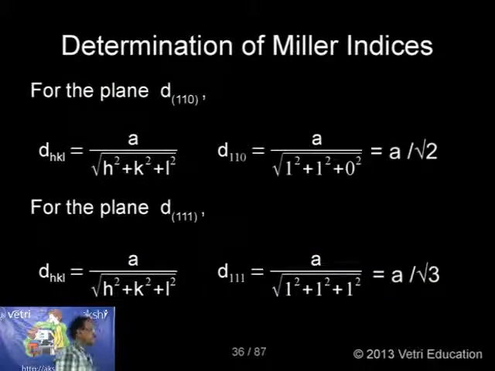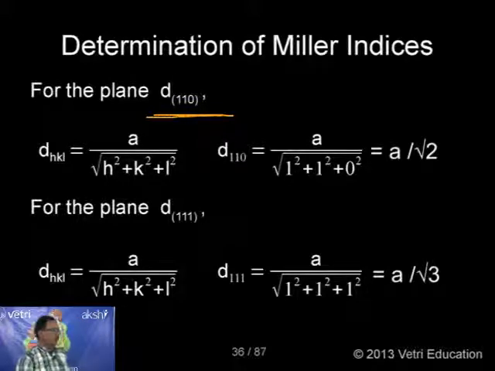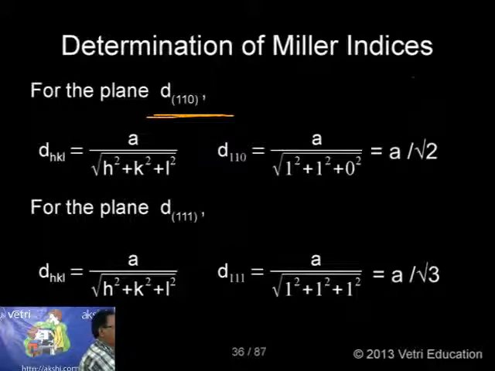The next one, for the plane d110, apply the same way. 110 means 1 square, 1 square, and in this case 0 square. If you analyze this, the value will be a by root 2.